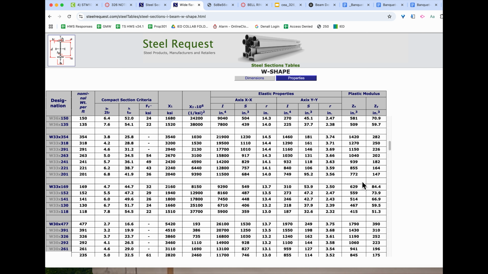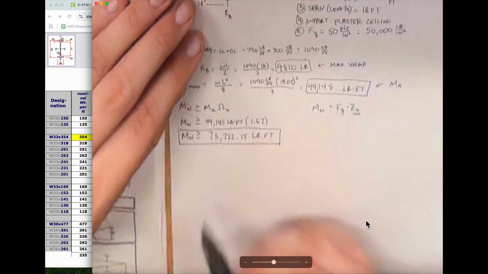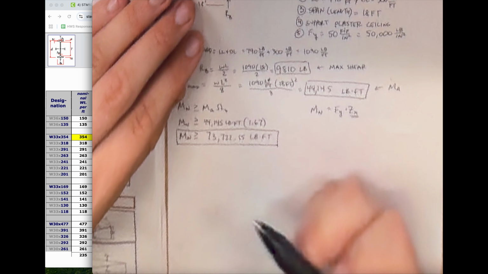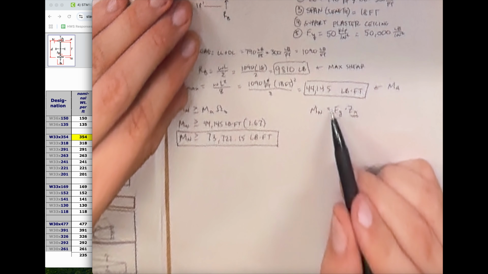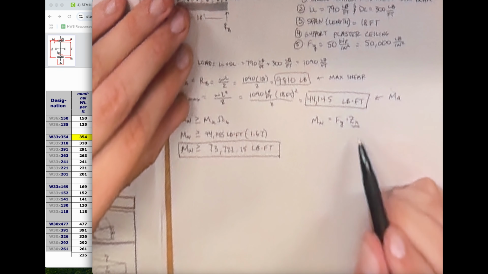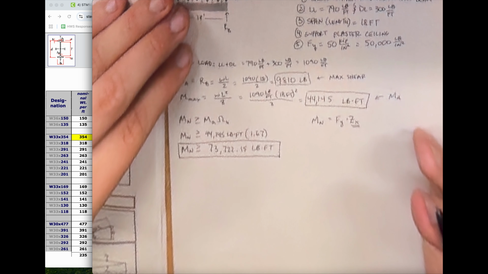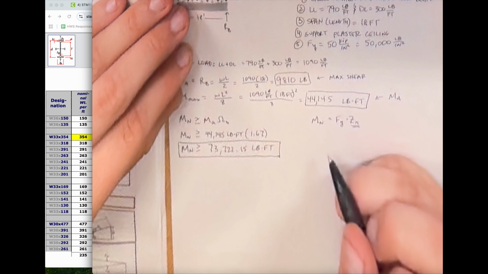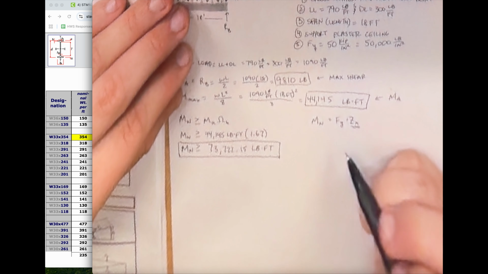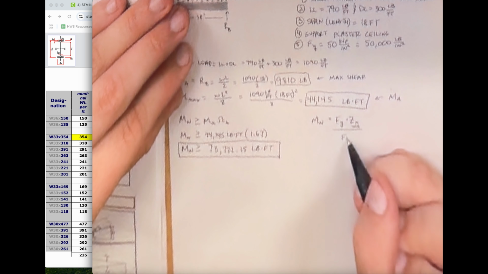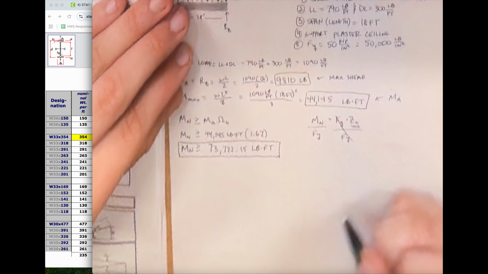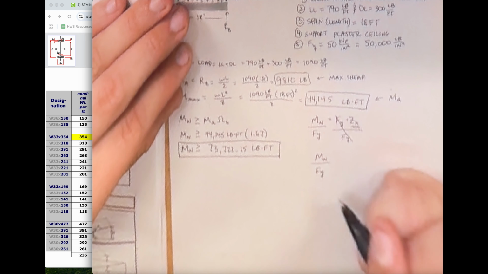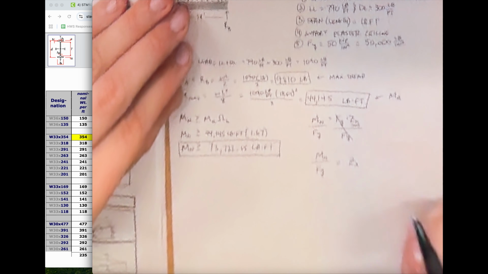And so what we want to end up finding is a plastic modulus value that will be multiplied by Fy, and that will end up being greater than or equal to this value of 73,722.15. Since we know what Fy is, we can solve for Zx so we can determine what that needs to be. Let's first solve just in terms of variables here. So Mn divided by Fy is going to be equal to Zx.